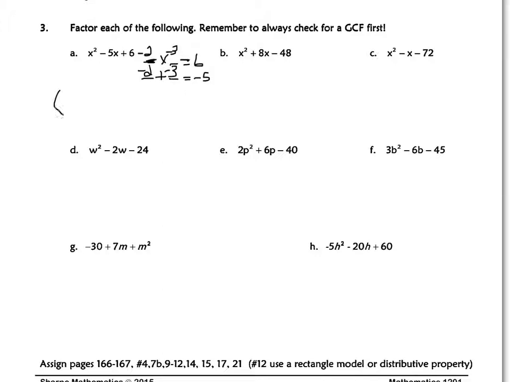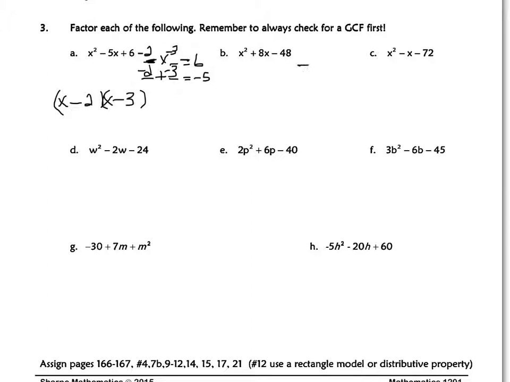So therefore your factors would be x minus 2, x minus 3. And you can do a quick check if you want to see if, when you expand it, you do get back x squared minus 5x plus 6. And you do. You get x times x is x squared, minus 3x minus 2x will give you the minus 5x, and then plus 6.